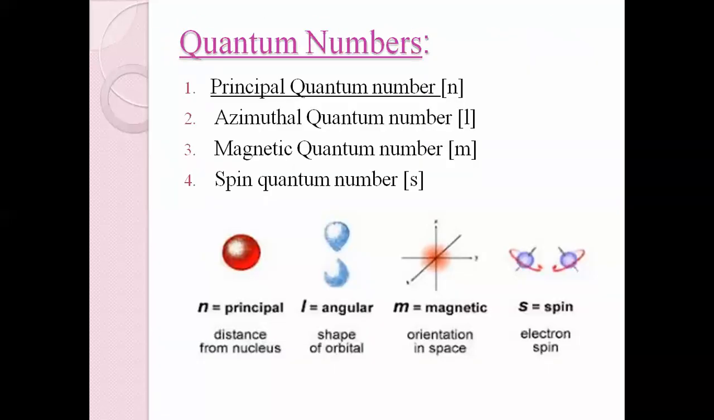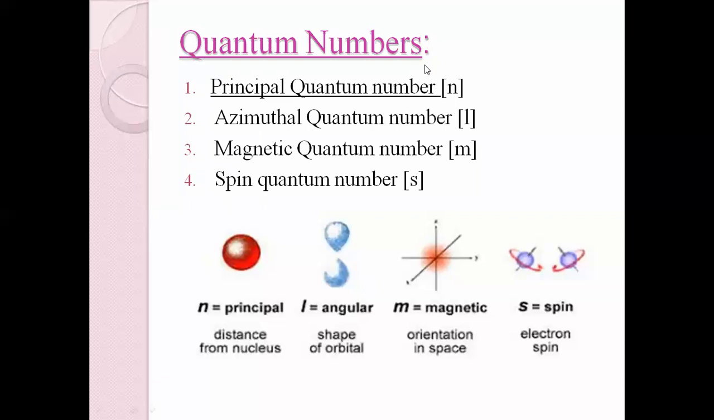Now coming to the quantum numbers, we had stopped yesterday at azimuthal quantum number, but just a brief revision about principal quantum number. What are the 4 quantum numbers? Can anyone tell me? Yes. Principal, azimuthal, magnetic, and spin quantum number. Let me ask Tahira, can you tell what are the 4 different quantum numbers? Yes, ma'am. Principal quantum number, azimuthal quantum number, magnetic quantum number, and spin quantum number.